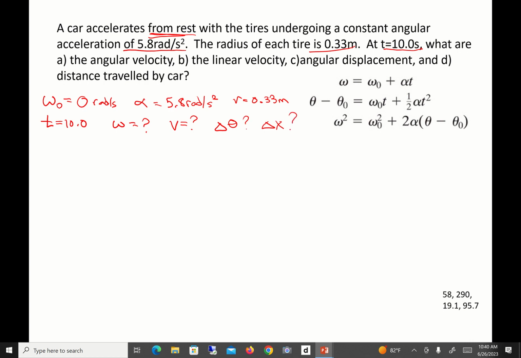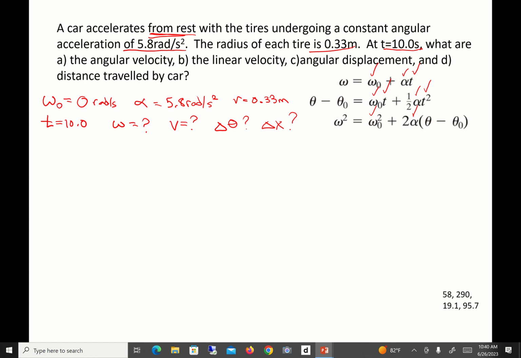All right, so what do we know? We know the initial velocity, we know the angular acceleration, we know the time, and we know the radius. So if I look at these equations, I'll put a check mark beside everything I know. I know alpha, I know t, I know omega 0. Okay, so I can see that I can use the first equation to find omega.